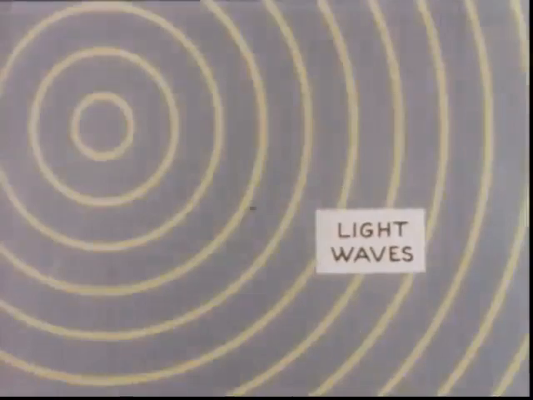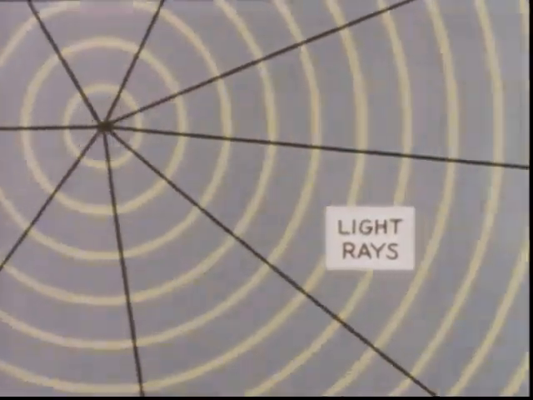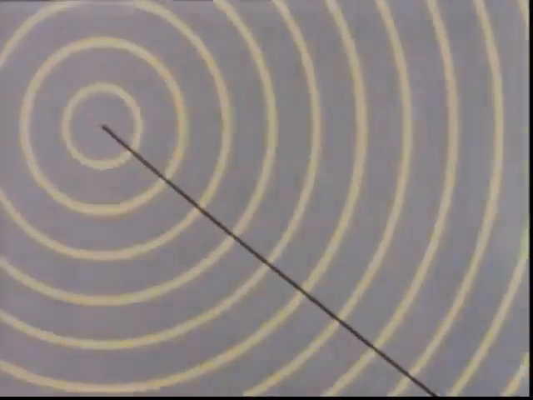Like those ripples in the water, light radiates from its source in a pattern of expanding waves. Light waves radiate in all directions in straight lines, sometimes called rays. However, it is easier to study light in terms of a single ray.